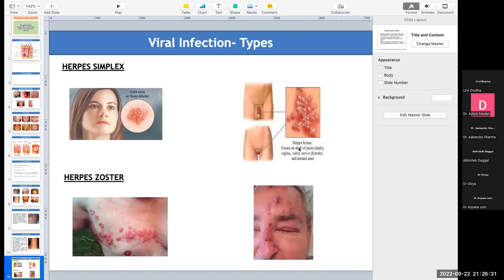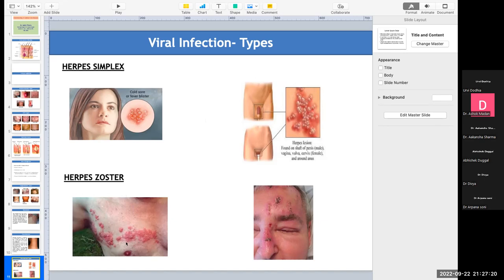Next, we come to the viral infections. There are many kinds of viral infection which we encounter daily in day-to-day practice, like herpes simplex and herpes zoster. Herpes simplex can occur around the mouth, and sometimes on the cheek area, and when it occurs around the upper cheek area, we usually get confused about whether it is herpes or not. Typically, if the lesions are vesicular and in bunches or clusters, you should suspect herpes simplex.